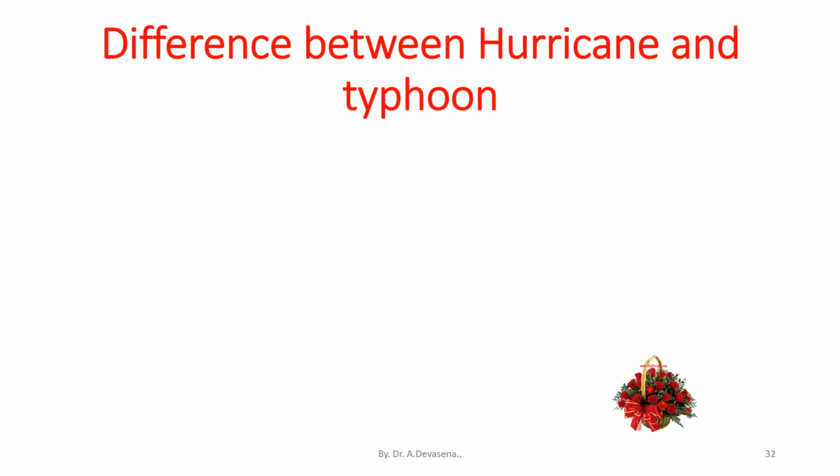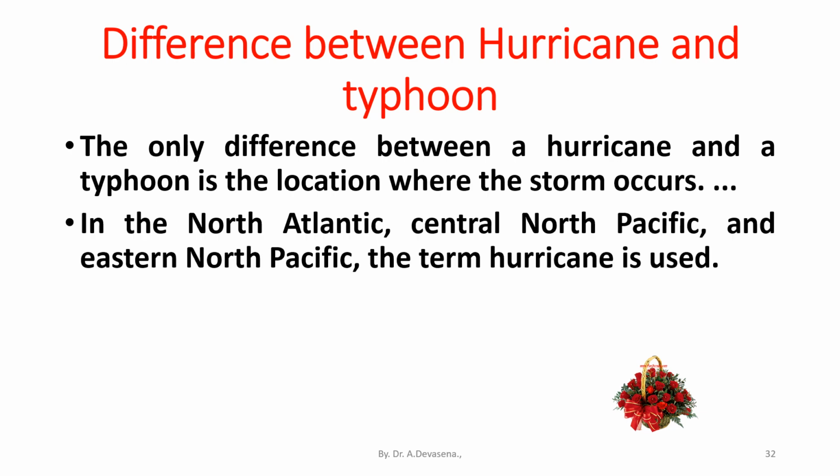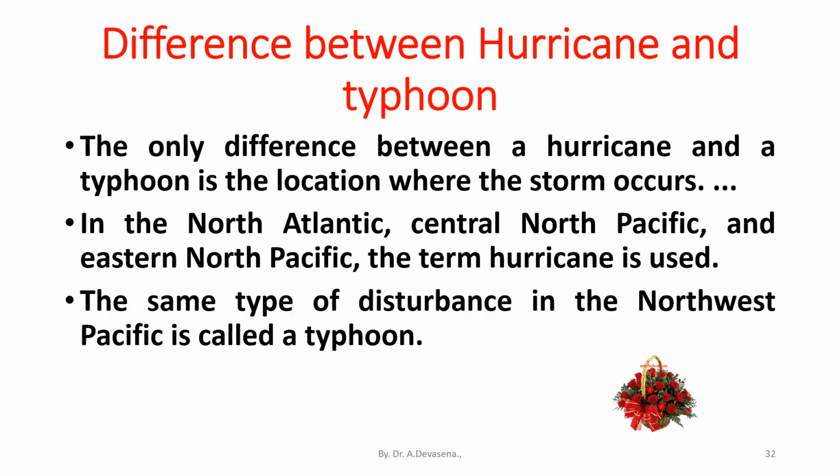Difference between hurricane and typhoon. The only difference between a hurricane and a typhoon is the location where the storm occurs. In the North Atlantic, Central North Pacific and Eastern North Pacific, the term hurricane is used. The same type of disturbance in the Northwest Pacific is called a typhoon.